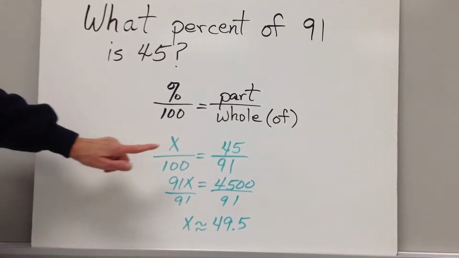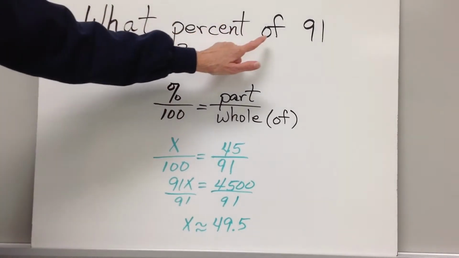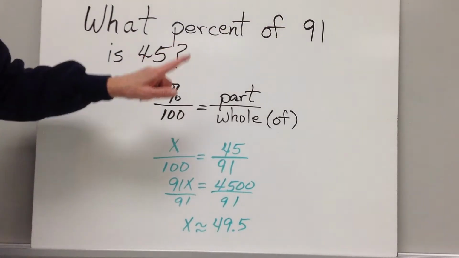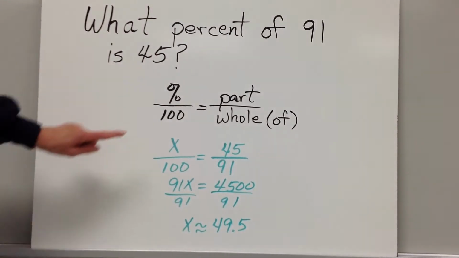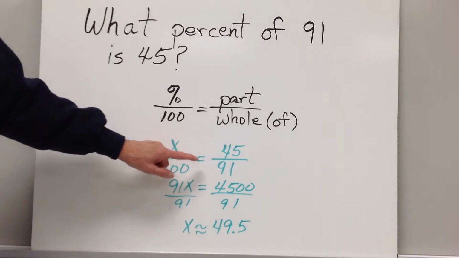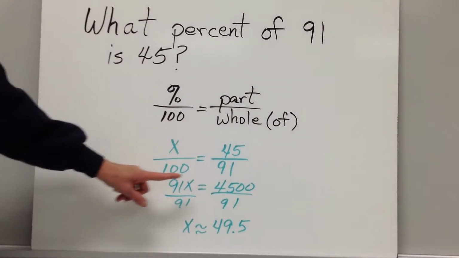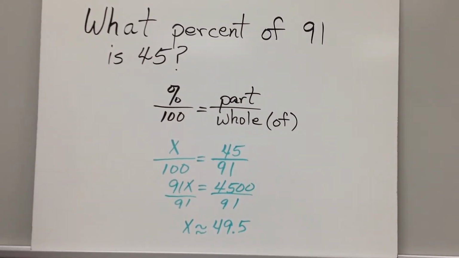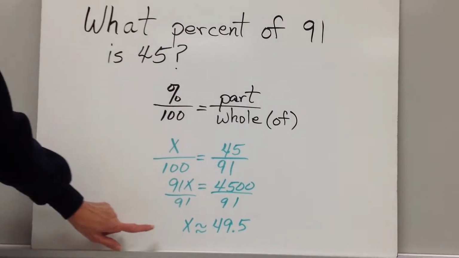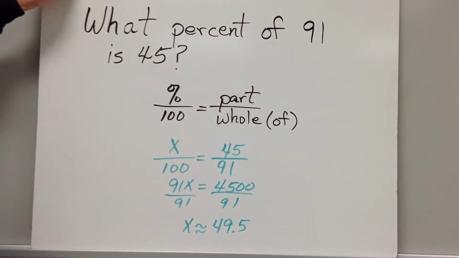X over 100 equals, we have to go to that whole, what percent of 91? That means 91 is the whole. So x over 100 equals 45 over 91. Do your cross products. This time we had to round off because this comes out to be a long, long decimal. So we will say x is approximately 49.5.